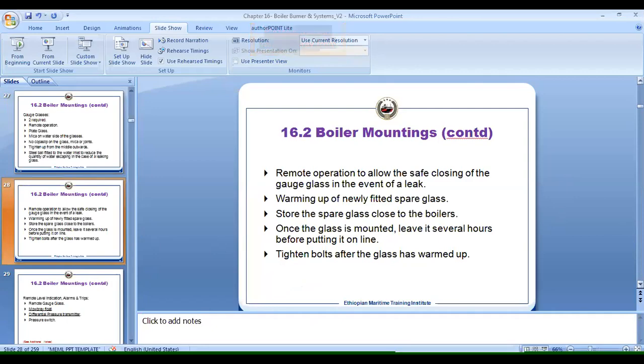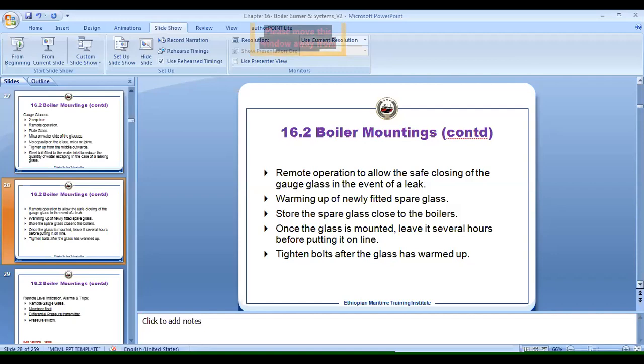As per requirement, you need to be able to operate the gauge glass remotely. That means you should be able to blow through the gauge glass remotely, and also in case the glass breaks, you should be able to close the gauge glass remotely, because if the glass breaks, that means steam at very high temperature and also boiler water is escaping. You obviously will not be able to come anywhere near the gauge glass. So as a result, one should be able to shut off the gauge glass remotely.